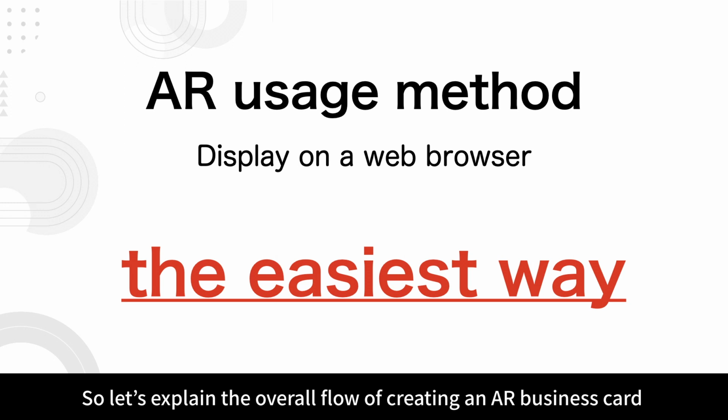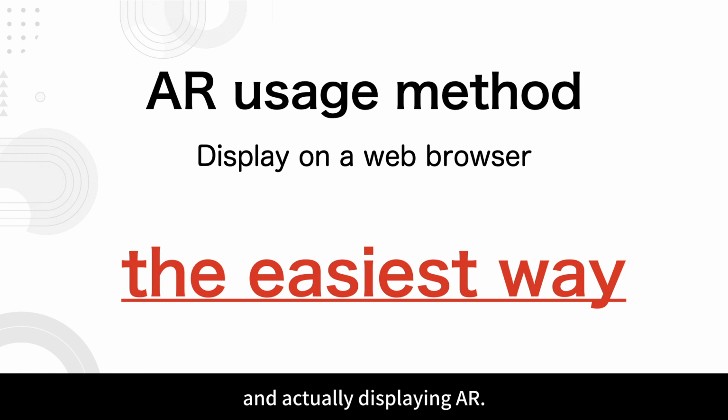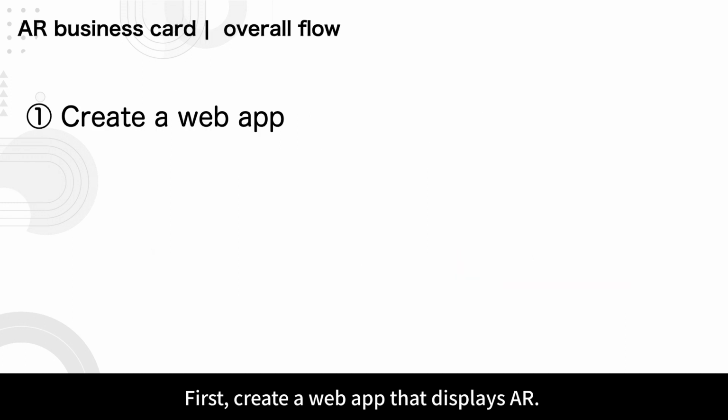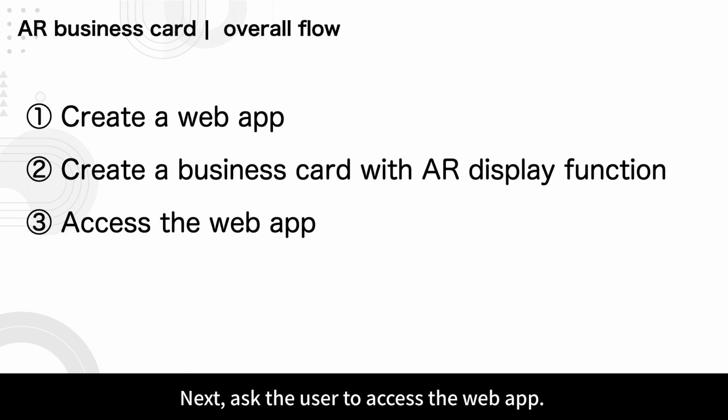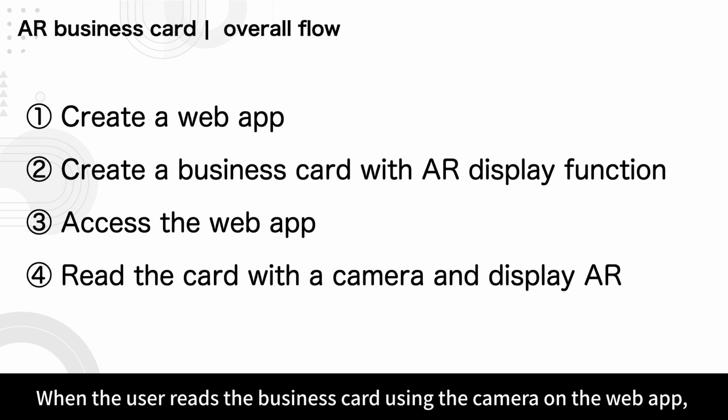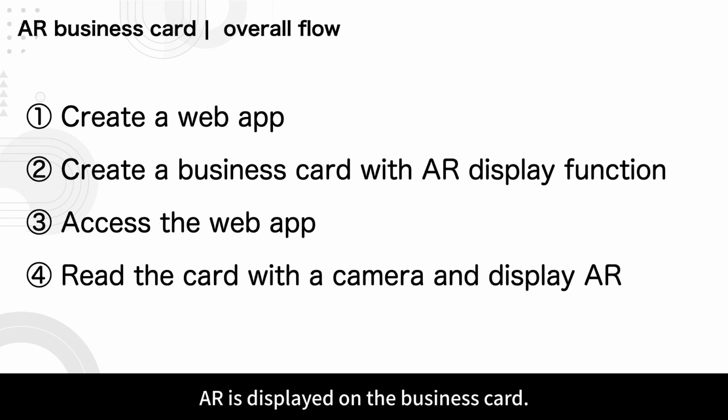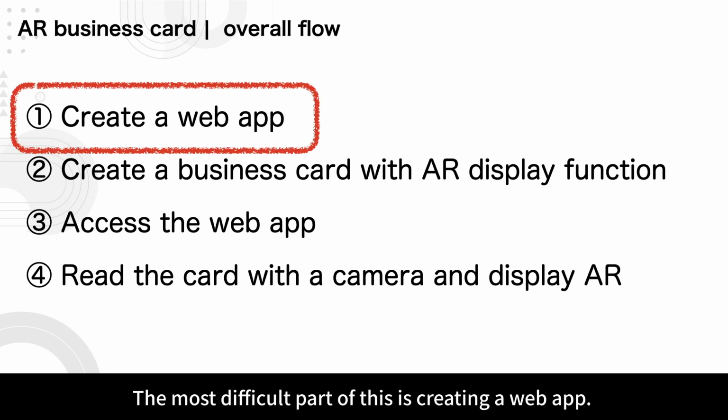So let's explain the overall flow of creating an AR business card and actually displaying AR. First, create a web app that displays AR. Then create a business card with the function of displaying AR. Next, ask the user to access the web app. When the user reads the business card using the camera on the web app, AR is displayed on the business card. The most difficult part of this is creating a web app.